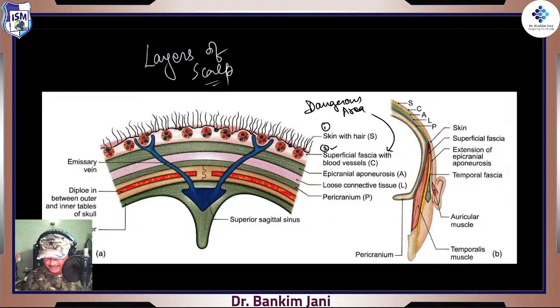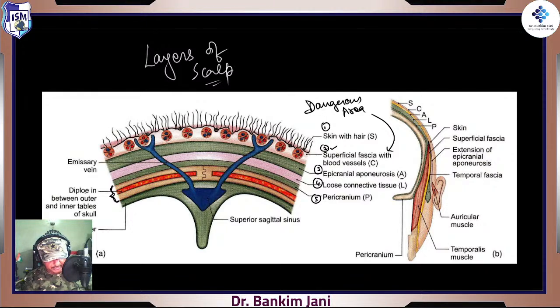Then the third one was that aponeurotic layer. Then there was loose connective tissue, and finally the pericranium. After the pericranium comes the diploe. Diploe means it's like a sandwich, with two layers, two tables of the skull, outer and inner.